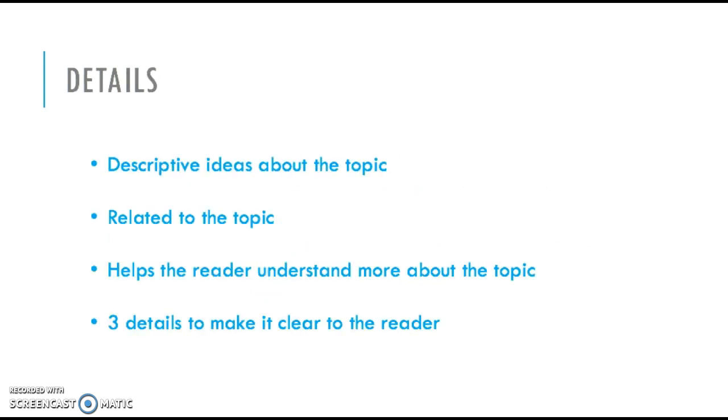The next thing you need after an opening sentence is the details. Details are descriptive ideas about the topic. They're related to the topic. So since we're talking about hot chocolate, we cannot go off the path of hot chocolate. We have to stay on talking about hot chocolate in order to stay on topic and to keep our readers understanding and to keep them interested. And just like our next bullet point, it helps them understand more about our topic. So these details are going to describe or tell why. They're going to let the reader know a little bit more. And the general rule of thumb is we need at least 3 details in order to make it clear to the reader.